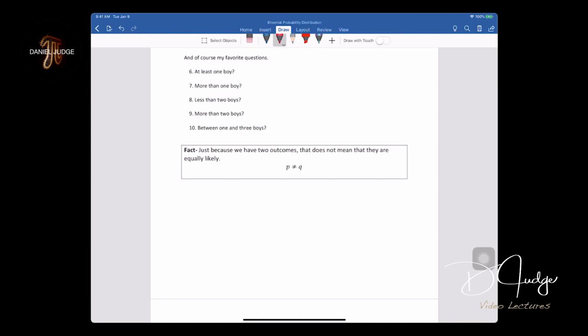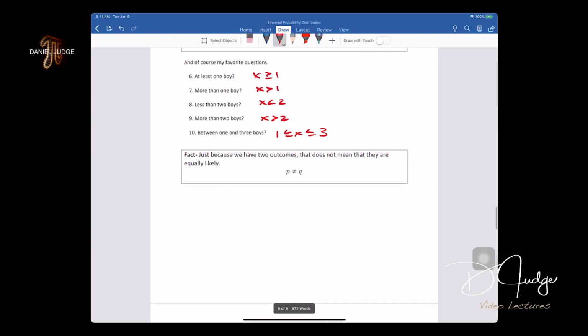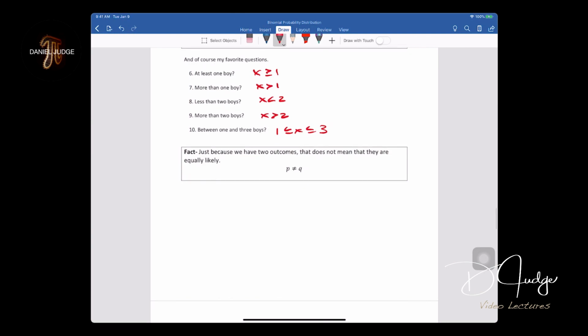Let's change the color. Let's say that's x greater than or equal to 1. More than 1. That's x greater than 1. Less than 2. That's x smaller than 2. More than 2. That's x greater than 2. Between 1 and 3. So I asked you guys to work on these kind of questions at the end of the lecture. And hopefully you did, right? These are some additional examples.